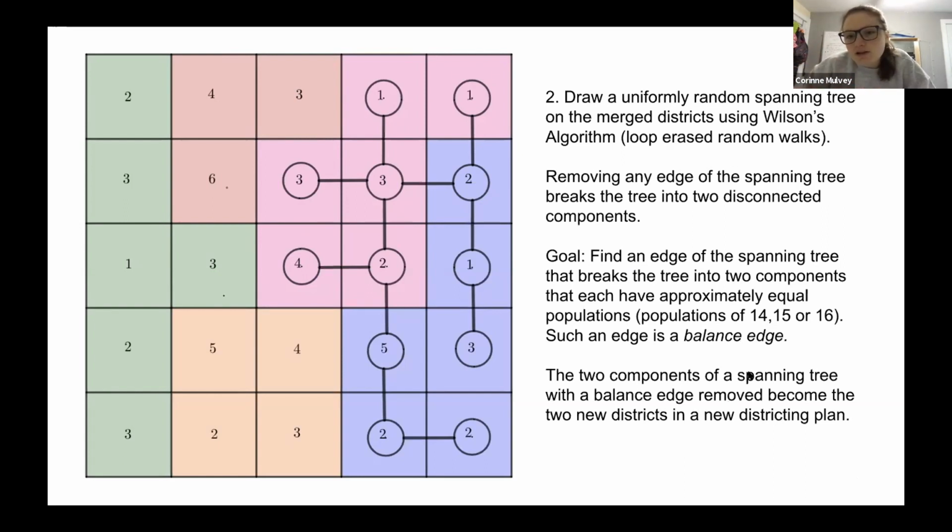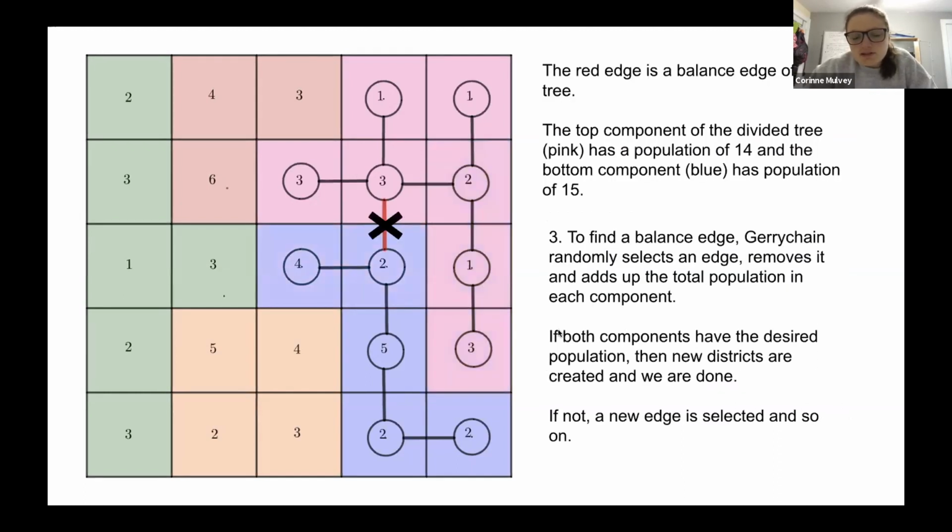And the goal is to find an edge of the tree that breaks the tree into 2 components that have approximately equal population. So you're not just looking for an equal number of blocks in each component of the tree, but you're looking for equal populations. And so this edge would be called a balance edge. The 2 components of a spanning tree with the balance edge removed become the 2 new districts in your districting plan. So for instance, this spanning tree has a balance edge, and when you cut it, you get 2 new districts, and the populations are 14 and 15. So that's approximately equal, if you're willing to accept 14 and 15 as approximately equal.